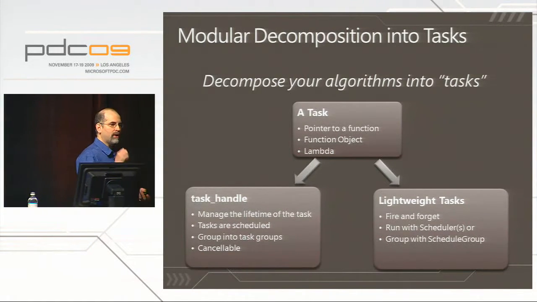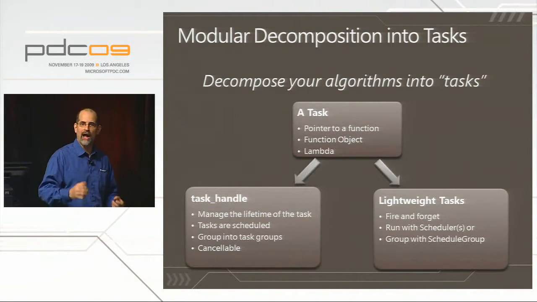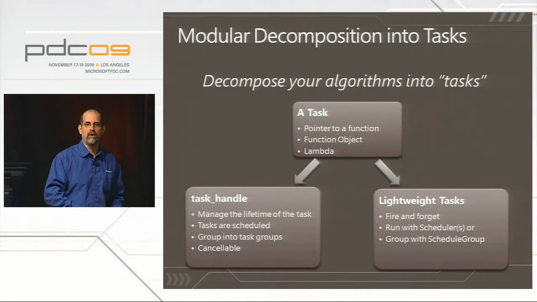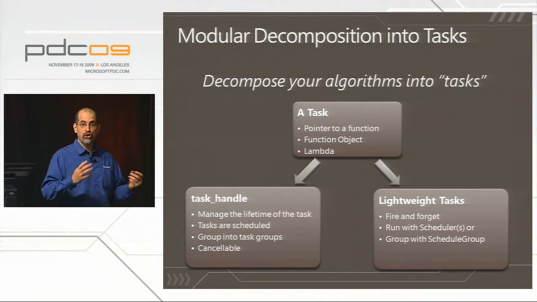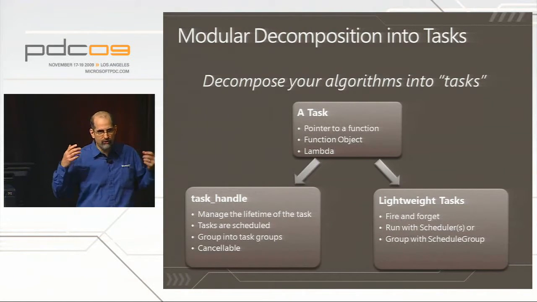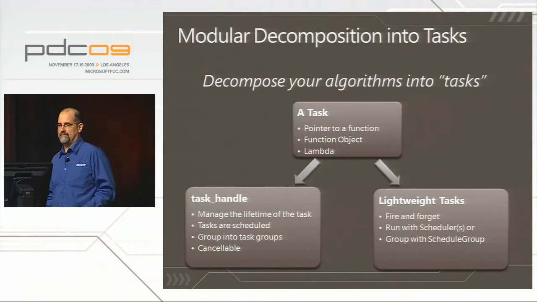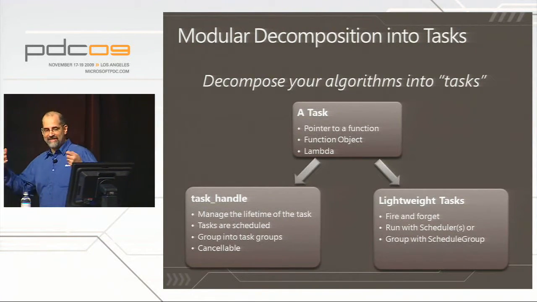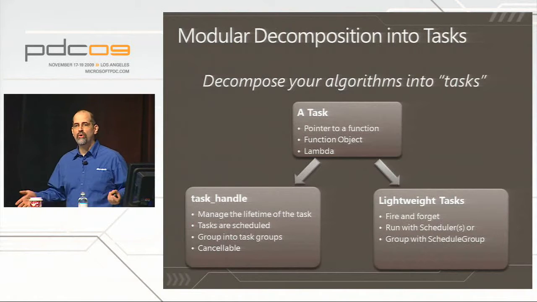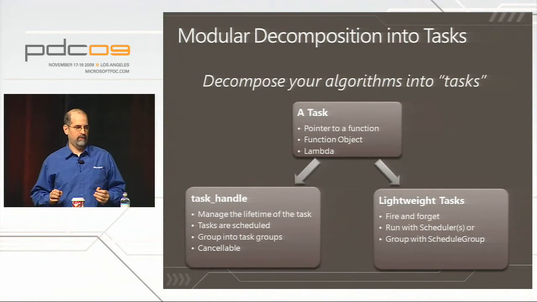I say don't get hung up on a task. Get hung up on figuring out how your algorithms decompose. A task could be a lambda. If you don't like that syntax and you prefer pointers to functions, that's fine too. You can do that. If you like functors, that's great. Don't worry about it. It's just a conceptual unit of work.